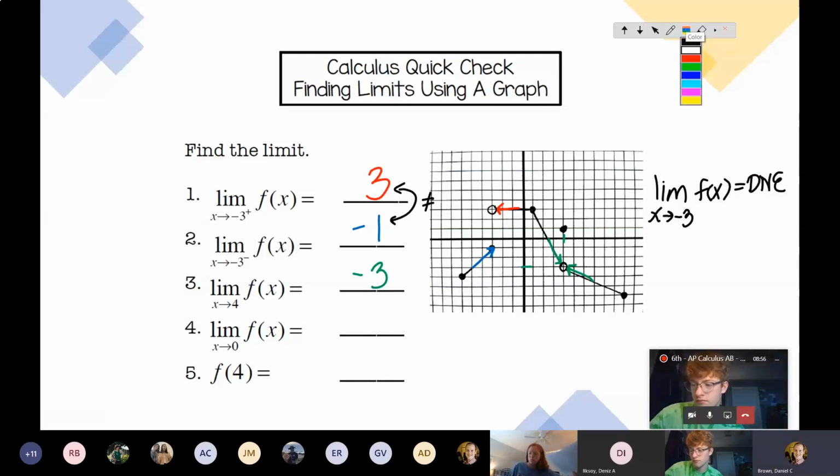Then I have the limit as x is approaching 0, coming in from the left and the right. That's an easy one. The function is clearly there. That's going to be the y value of 3.